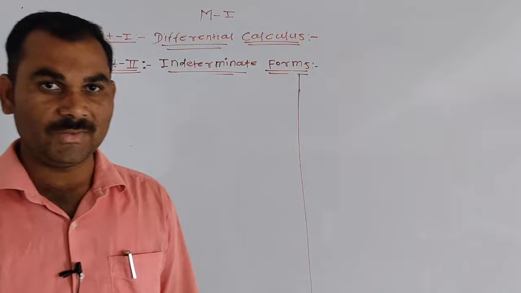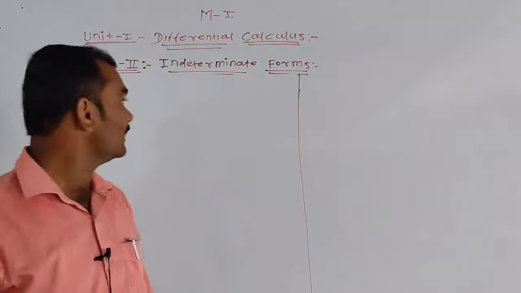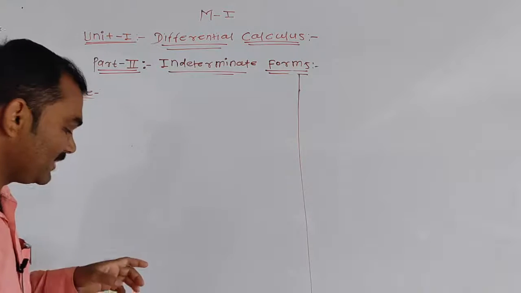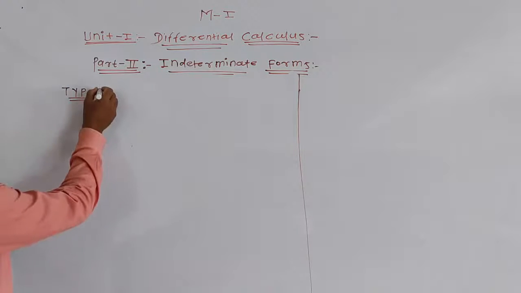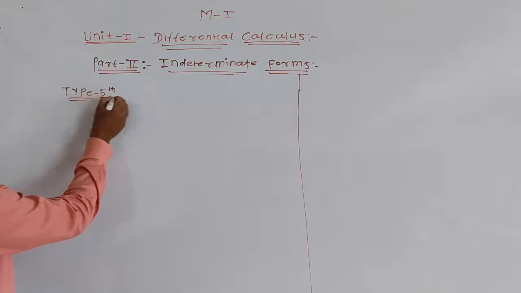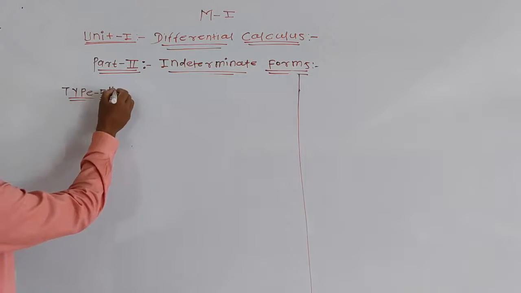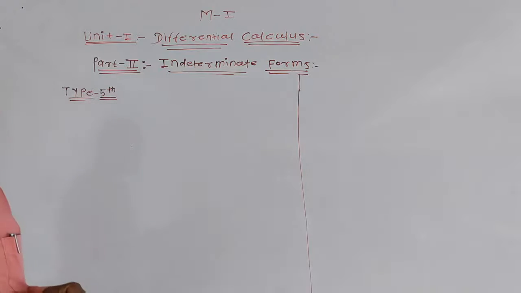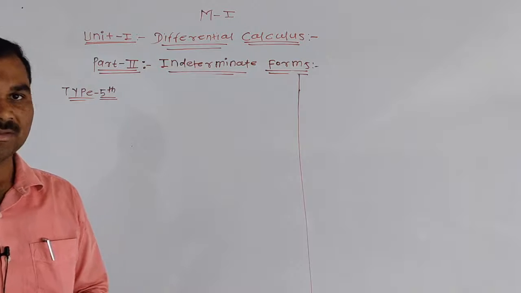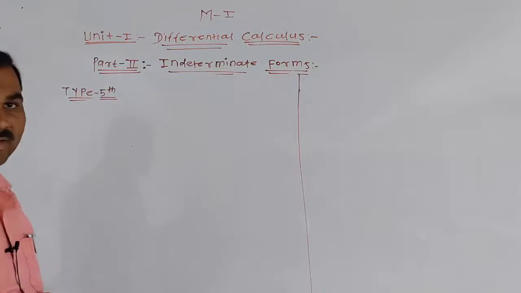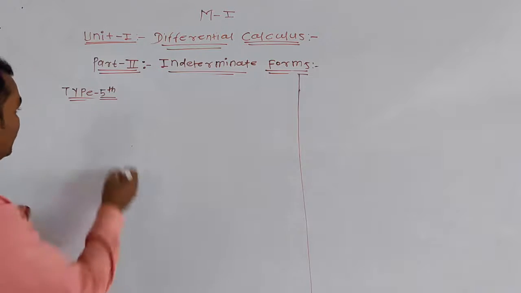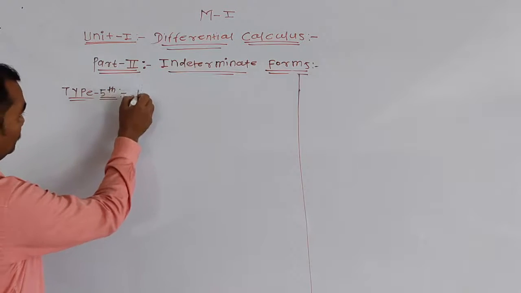Hello friends, today we'll start your next topic, that is indeterminate forms from first unit and type number 5. Up to the last lecture we have discussed type number first, that is 0 by 0 form, type number second, that is infinity by infinity, also type third, fourth. Now today we will discuss the type number 5th forms.